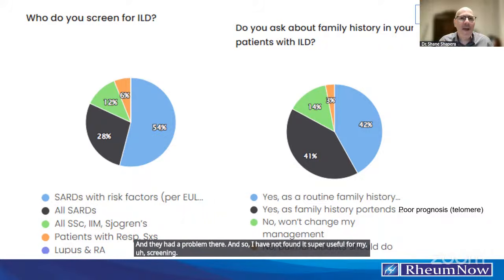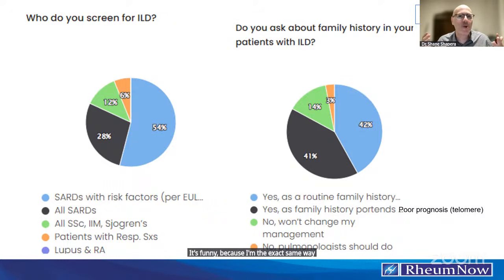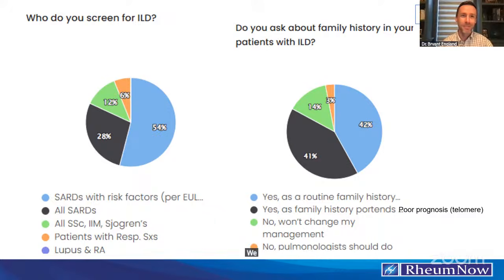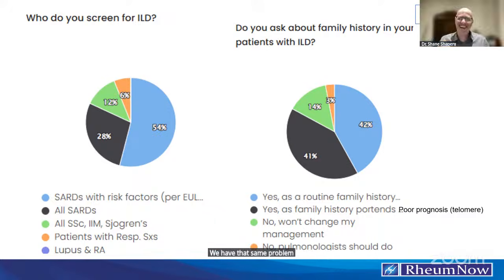And so I have not found it super useful for my screening. Okay. It's funny because I'm the exact same way with the joints. Is anyone's joints hurt in your family? And you wouldn't believe it. Almost everyone has a family history of joint pains. We have that same problem too, Shane. All right, I will say the pulmonologists take a wonderful family history and exposure history also for ILD.